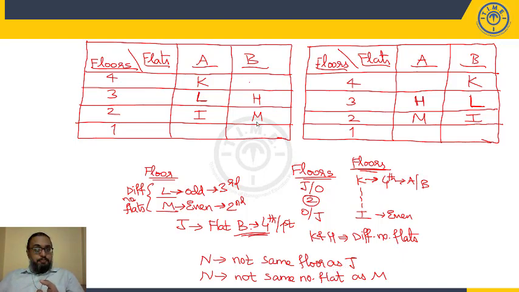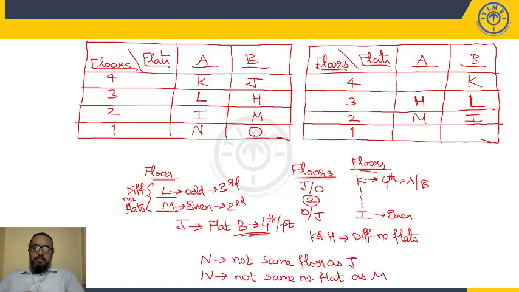Now in the first possibility, M is already in flat B. So N has to come in flat A. And there is only one flat A position available, that is the first floor. So N comes there. And now N is not on the same floor as J. So J has to come on the fourth floor flat B, and O is going to come on the first floor flat B. That is the first possibility.